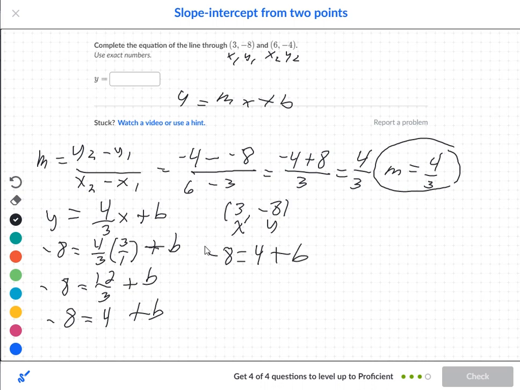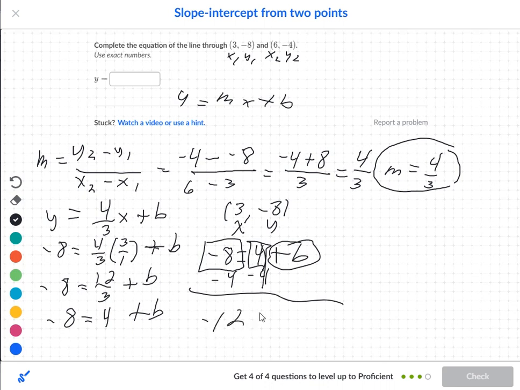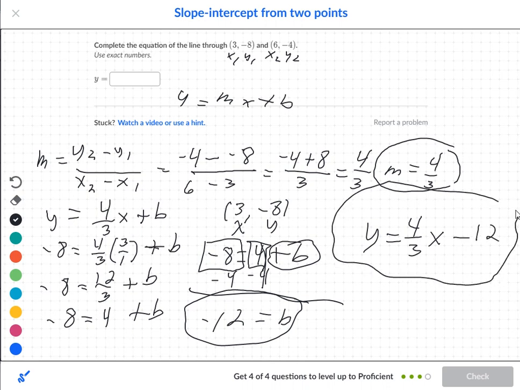So now I have negative 8 is equal to 4 plus b, so I'm going to box my numbers. I want to circle my letters. So right here I'm going to subtract by 4. So what I end up with is a negative 12 is equal to b. So now let's rewrite it again. Y is equal to, we'll drop the m and say 4/3, put the x after it, and we're going to drop the b and write down a minus 12. So that should be my answer for that.